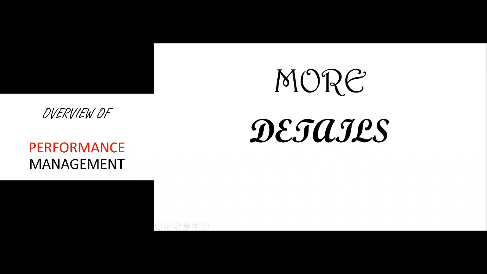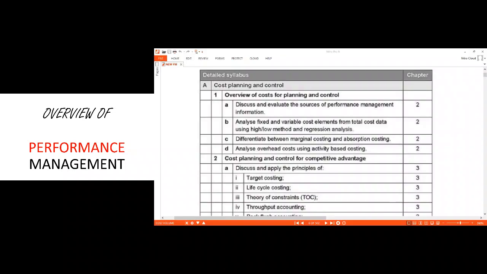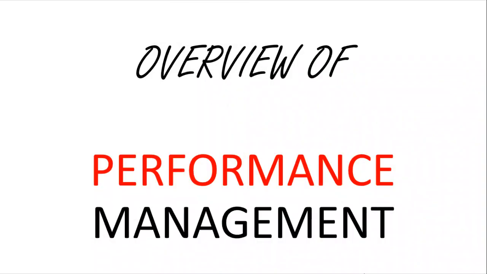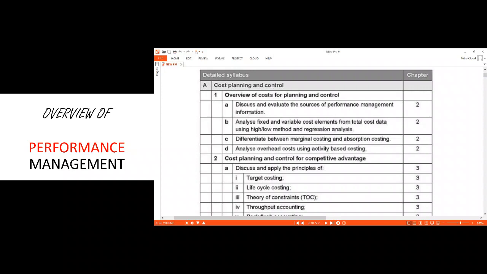Let's go into more detail and analysis of our syllabus. So from here to F part of the syllabus, this is the detailed analysis of our syllabus. So the A part will be looking at planning and control of cost.